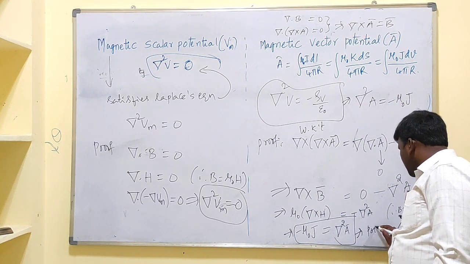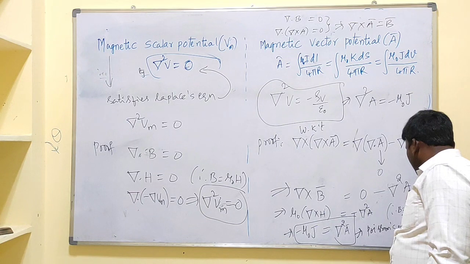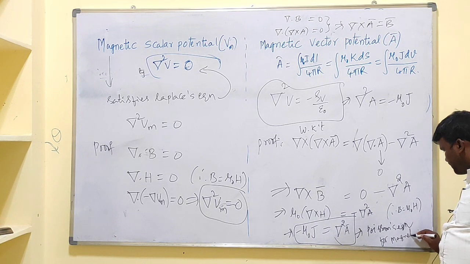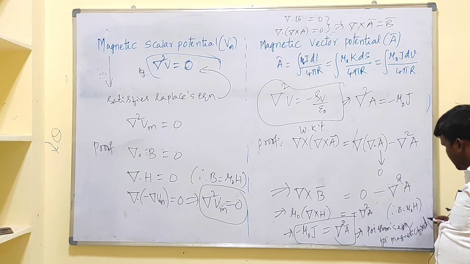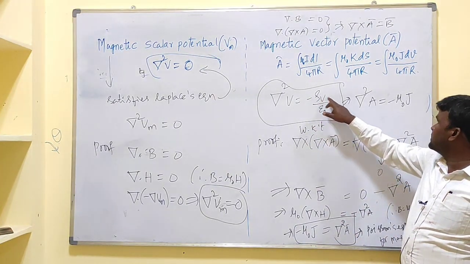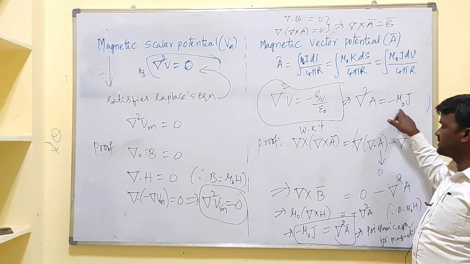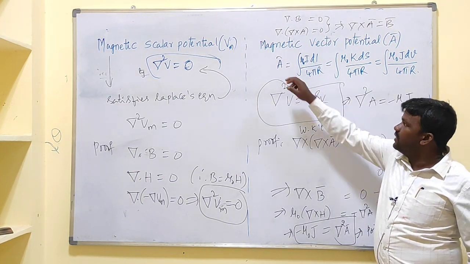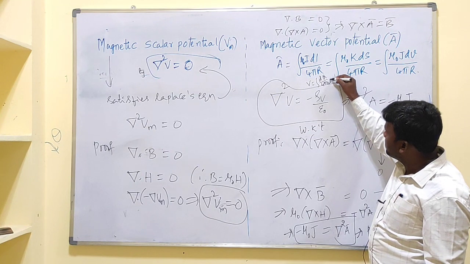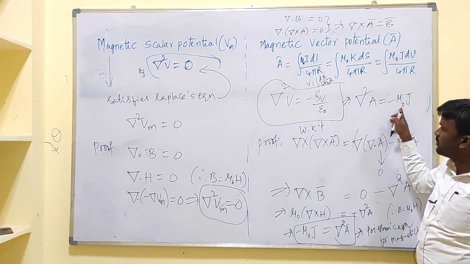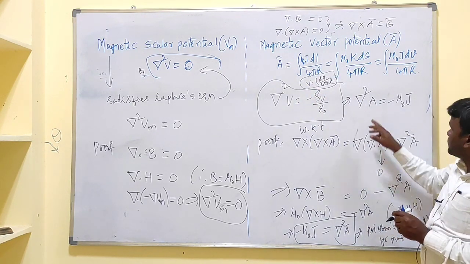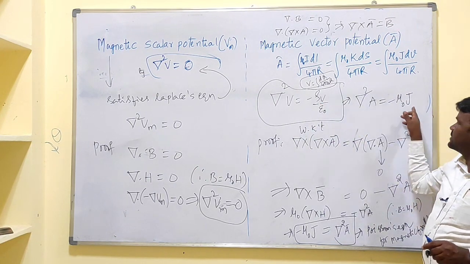This is the Poisson's equation for the magnetic field. Once again I will explain this one. Poisson's equation for the electric field is del square V equal to minus rho V by epsilon. Charge density is replaced with current density, and 1 by epsilon naught is taken as mu naught, just as V equal to integral dq by 4 pi epsilon naught r. So 1 by epsilon naught is taken as mu naught. Here also del square A, 1 by epsilon naught is taken as mu naught, and charge density is replaced with current density.